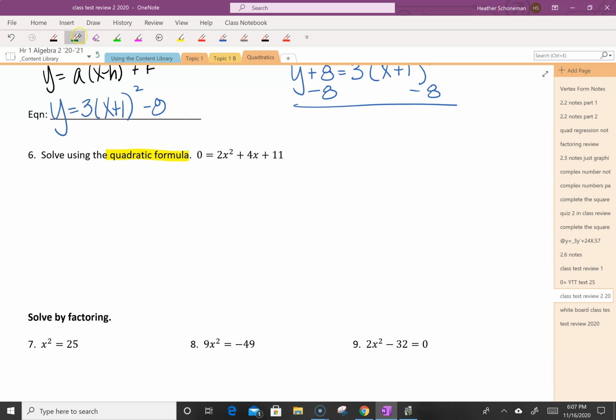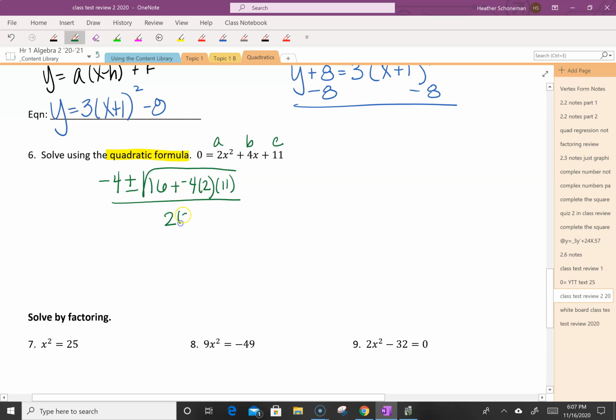Okay, number 6, quadratic formula. You've got to read the directions. So this is a, b, and c. The opposite of b would be negative 4 plus or minus the square root of b squared, which is 16, plus negative 4 times a, which is 2, times c, which is 11, all over 2 times a, which is 2. So the first step is to simplify under the radical.